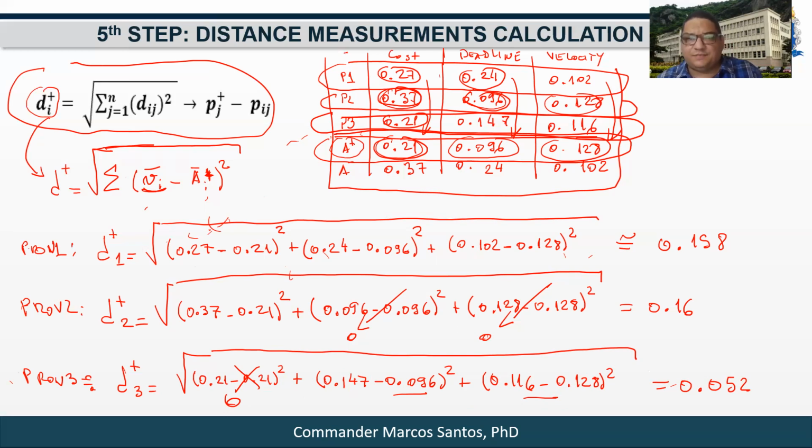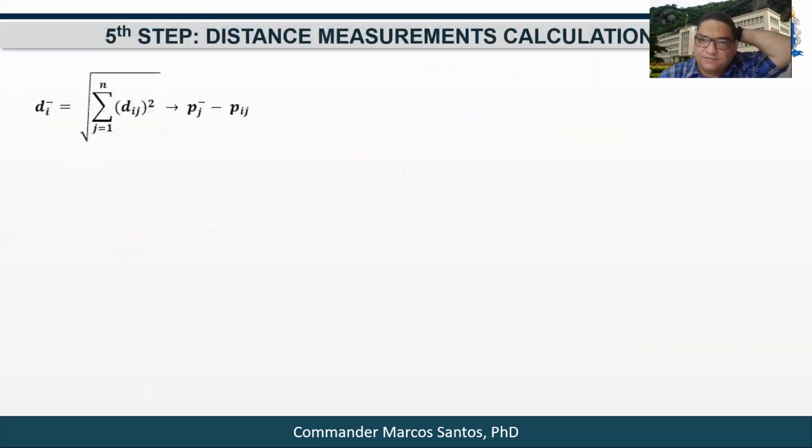Okay, now we finished the positive D's, but now I need to calculate the negative D's. So let's calculate, no problem. We have exactly the same way. So let's calculate the negative D. So I need again the decision matrix, the weighted decision matrix.